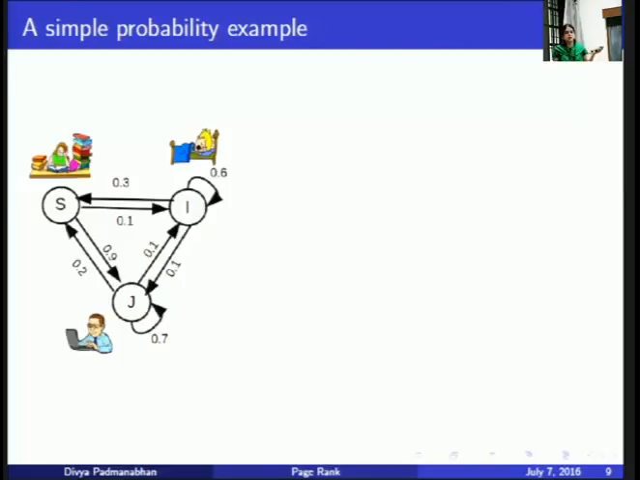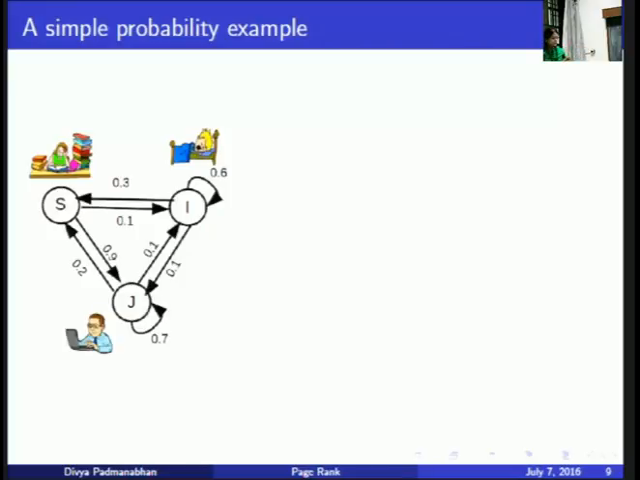He's mostly idle, so it's 0.6 probability of staying there. Sometimes he suddenly gets interested and becomes a student, and sometimes he feels that he doesn't have money and ends up applying for jobs. But these are very low probabilities. This is just a simple example that I've taken. So this is a graph, as you can see, with probabilities.